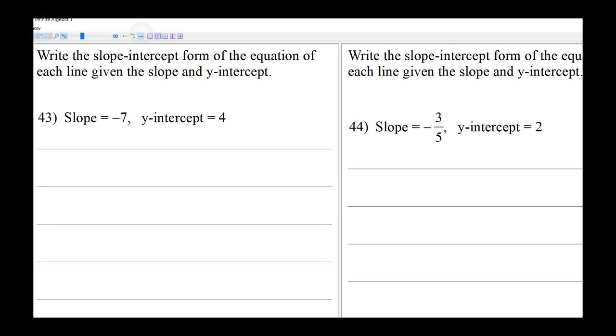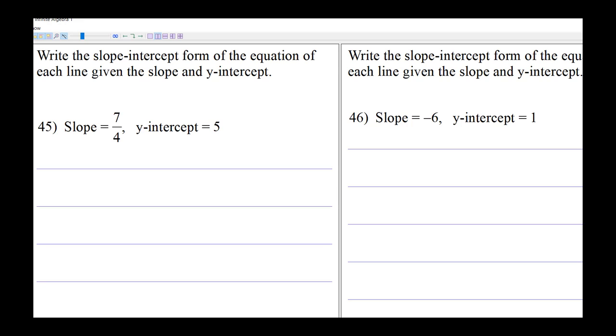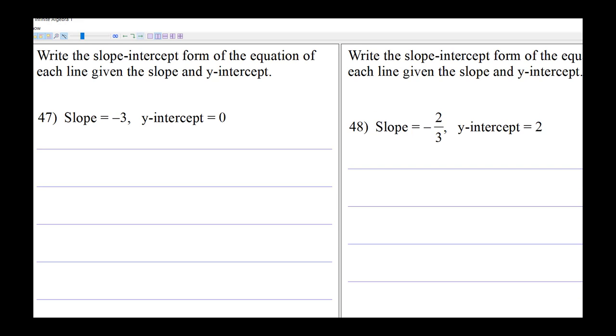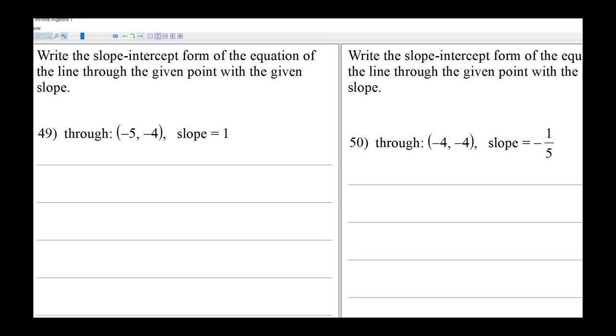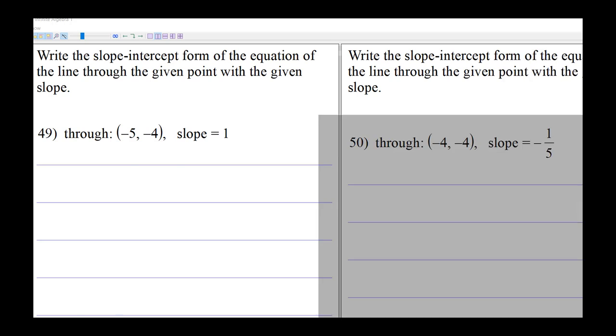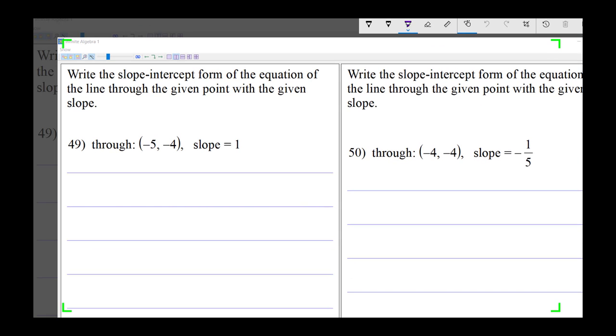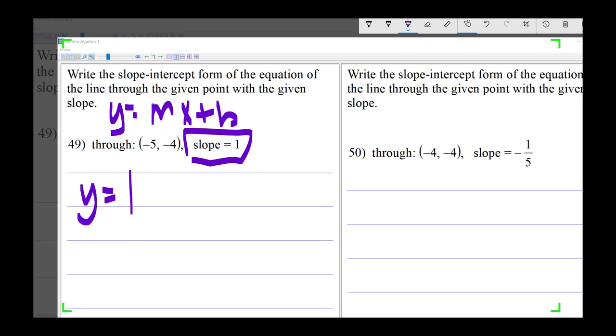Then I'm going to skip ahead maybe to 49 and 50. So write the slope-intercept form of the equation through the line, given the point. So we still want it in y equals mx plus b form. We know the slope is 1. So we're going to put that in. We do not know the y-intercept yet.